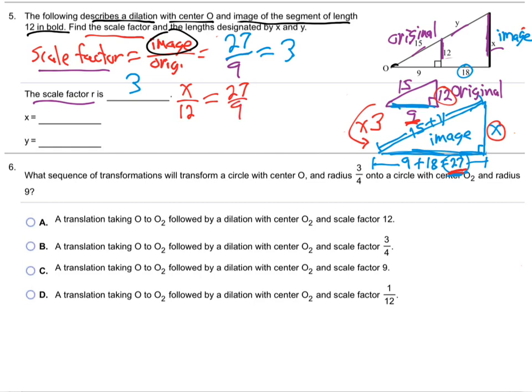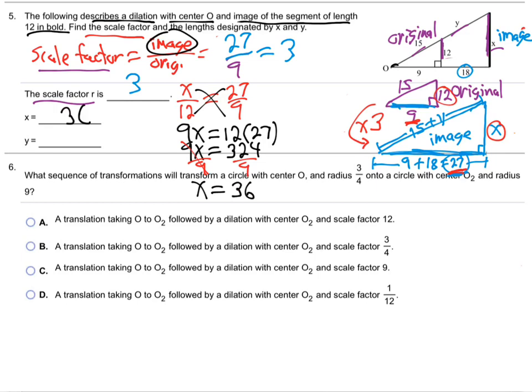So we can solve that equation now for x, diagonal, diagonal. 9 times x is 12 times 27. Was that 270 and 54? I don't know. 27 times 12 is 324. And last step, divide by the 9. And so x equals 36. So x is 36.